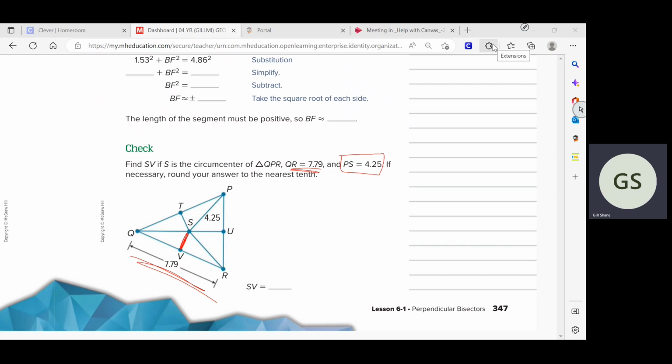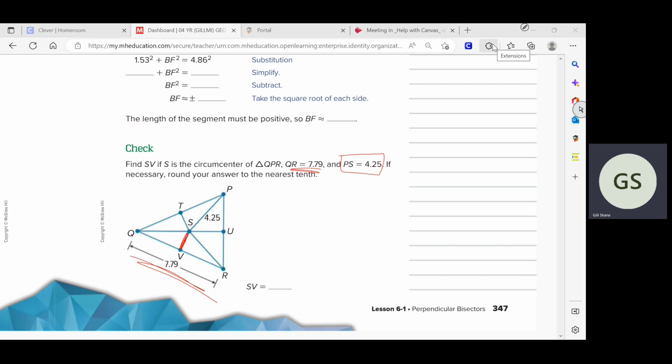These are the same, but this point is the same distance from every point. So this is the same as this, which is also the same as this, right? Which means this is 4.25, and this is 4.25, right? Do you understand that? So if this is 4.25 here.